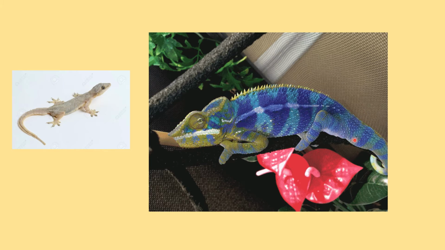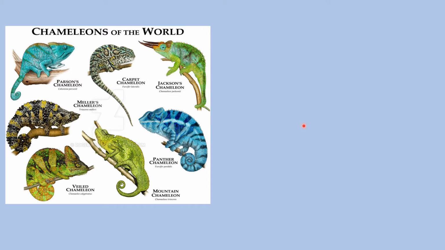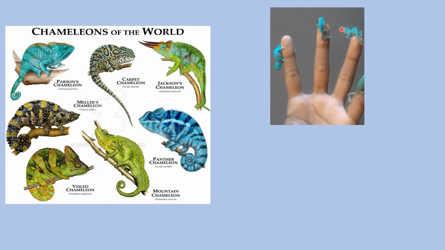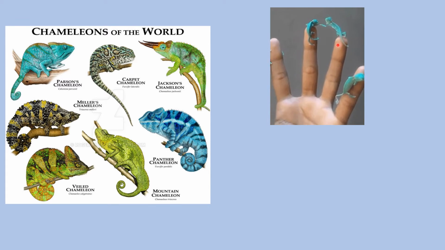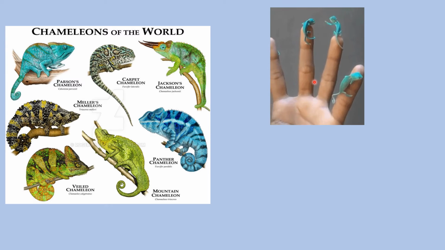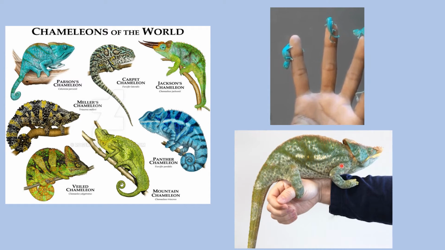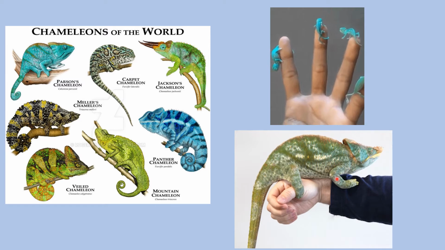Now let's learn more about a chameleon. There are different kinds of chameleons, children, we see in the world. See its shape, the head shape, they are all different. Some chameleons are small. See how tiny they are? They are on the tip of the finger. While some chameleons are little bigger, like this.